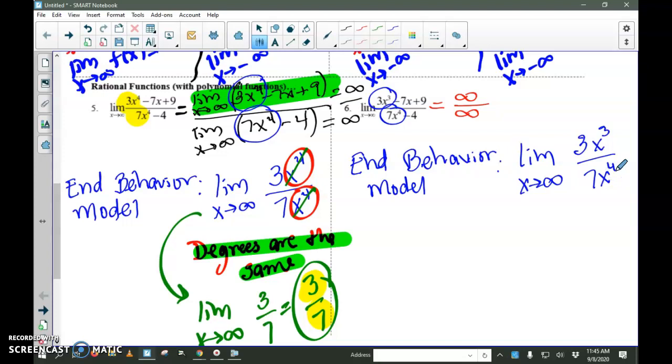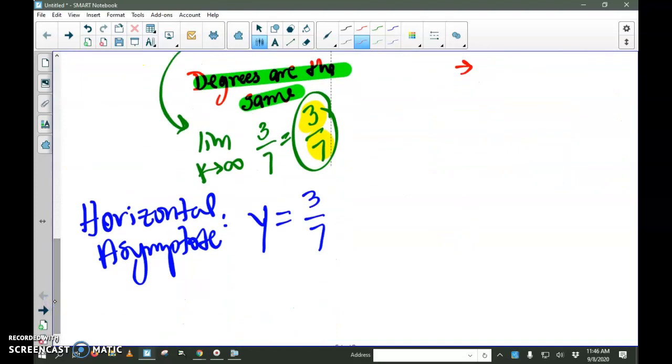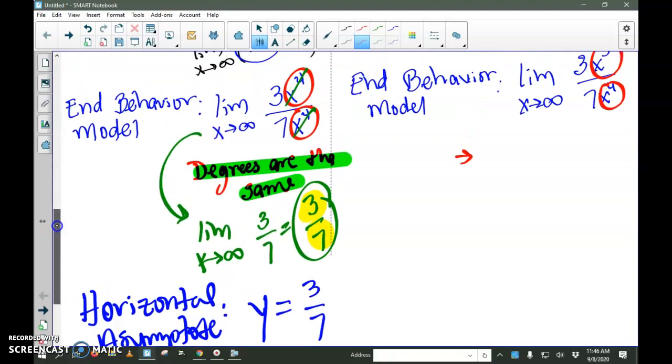And now I'm going to apply the limit here. Okay, well, we can do something similar as we did in 5. We could say, well, I could simplify this expression, right? I have x cubed divided by x to the 4th. And when you divide like bases, you subtract exponents. So then I end up with the limit as x approaches infinity of 3 divided by 7x, right? X to the 1st.